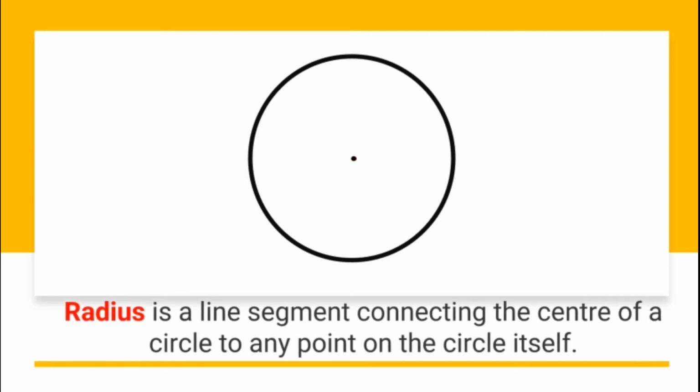Now we are going to study the next part, that is radius. What is a radius? A radius is a line segment connecting the center of a circle to any point on the circle itself. Here on the screen you can see only one line. But from the center, we can draw any number of line segments. That is called a radius. You can draw the line on this side, on top, down, to any point on the circle itself. So this is called a radius.